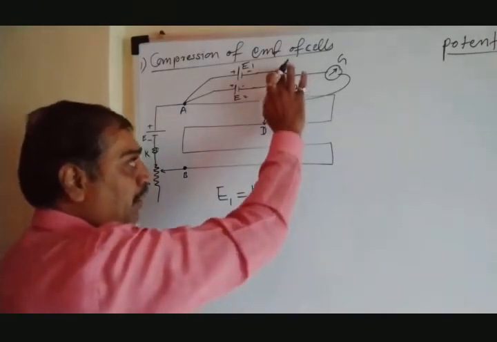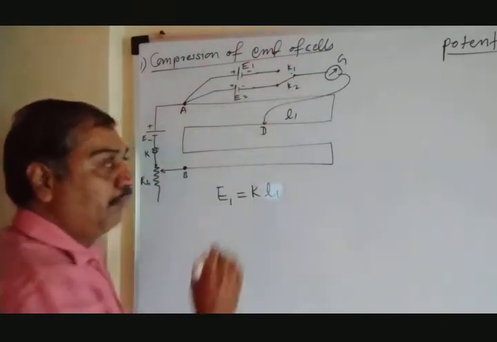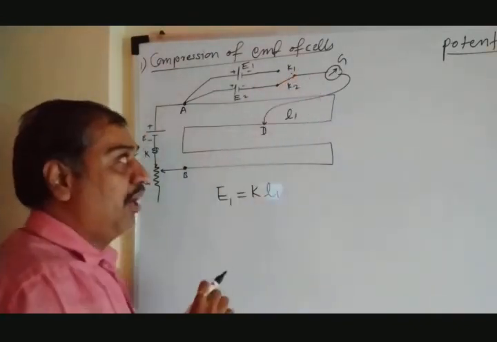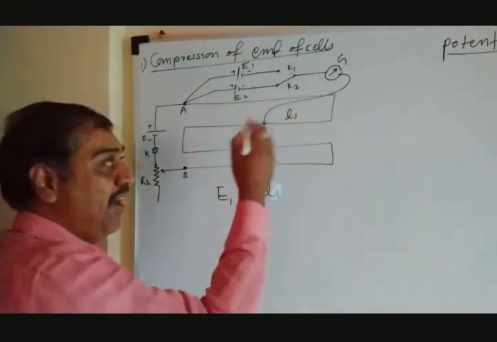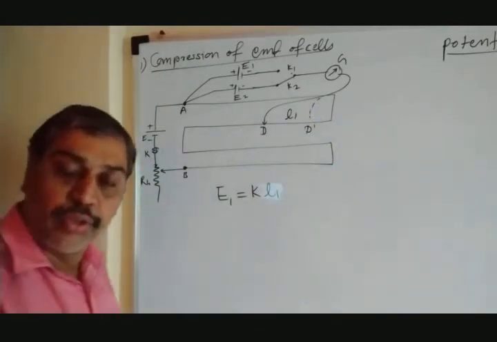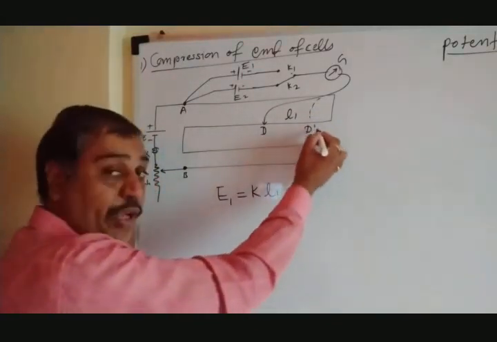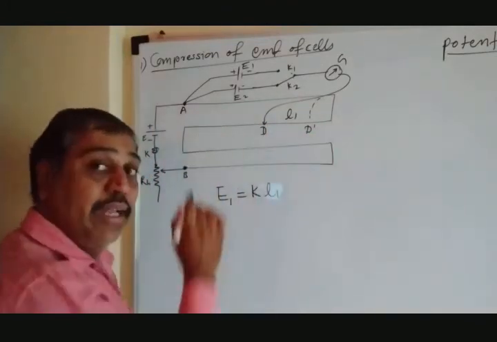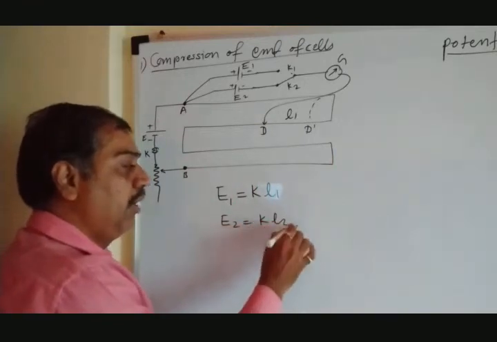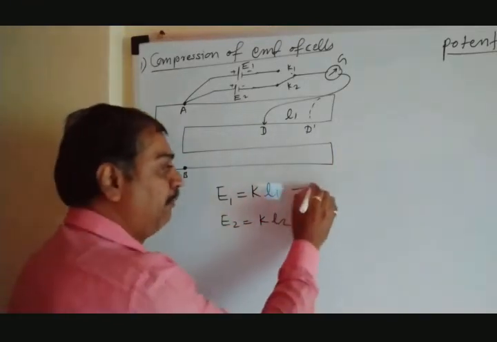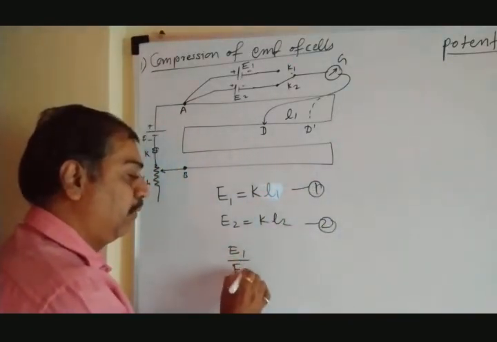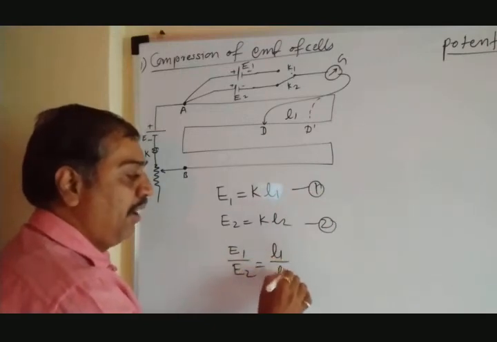Similarly, now keep K1 open and connect key K2. E2 is now in the circuit. Again find a null point somewhere here. Suppose it is D dash, where the galvanometer shows zero deflection, and the voltage drop across the wire AD dash is due to E2. So you can write the equation E2 equals K into L2. Divide equation 1 by equation 2. What do we get? E1 divided by E2 equals L1 divided by L2.